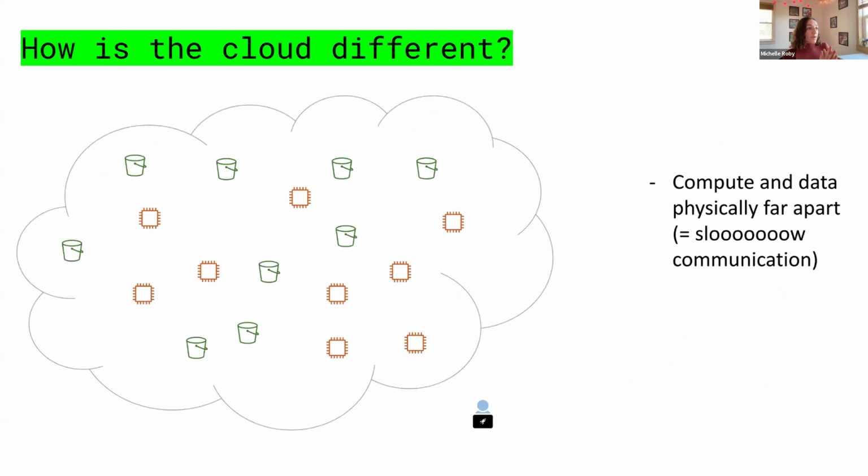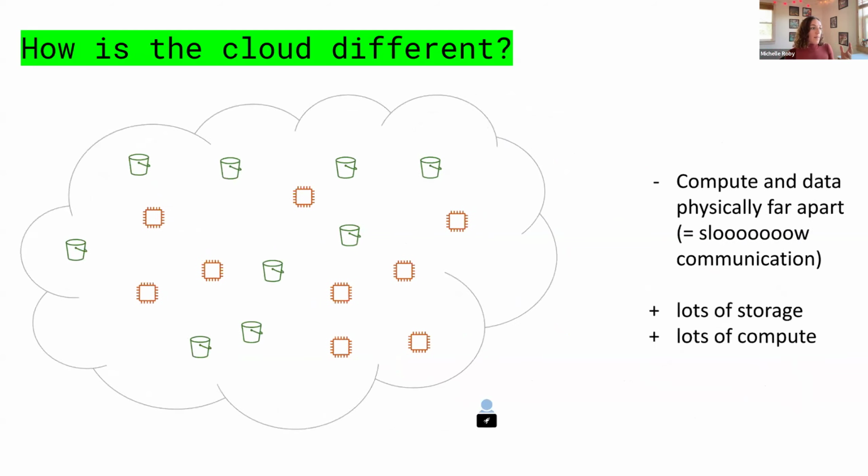So your compute and your data are physically far apart, so that would slow it down. But there's lots of storage and lots of compute. So when you do these things in tandem, it can actually speed up the process as well.